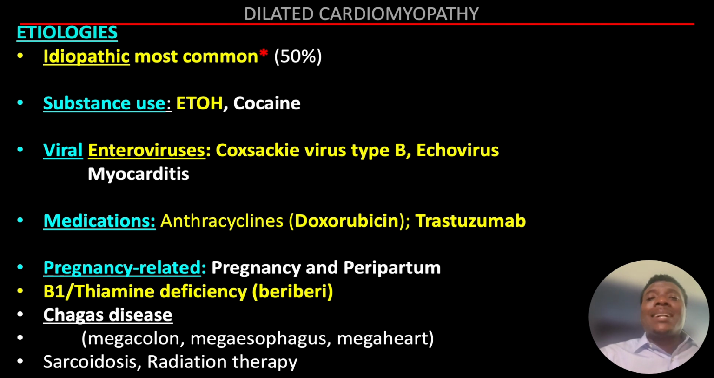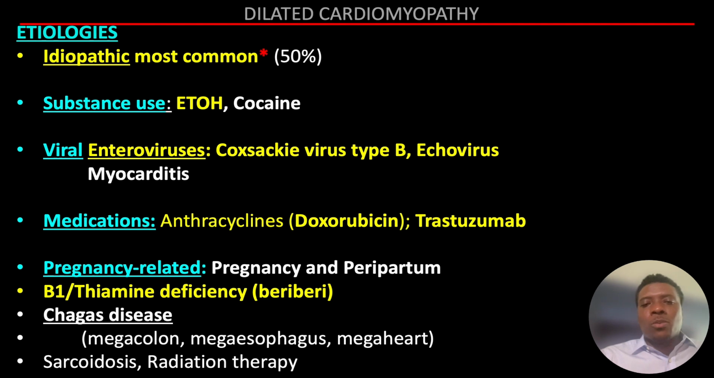Viruses, especially Coxsackie virus type B. Remember, that's the same exact virus that can cause hand, foot, and mouth disease in children and herpangina. Two very important complications of Coxsackie virus infections are aseptic or viral meningitis and also dilated cardiomyopathy as a complication of Coxsackie virus B infection. It could be COVID or influenza. Any virus can cause this, but the most common ones are your Coxsackie viruses and your echoviruses, which are part of your enterovirus family.